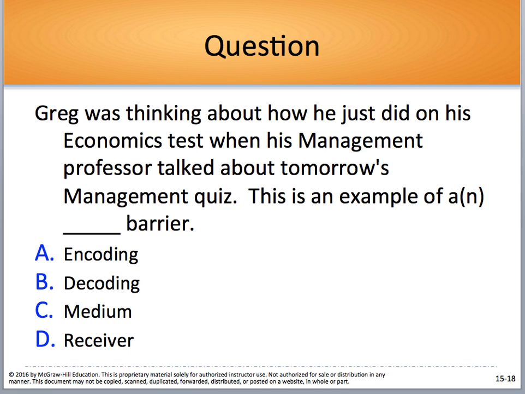If you said D, you're correct. It is a receiver barrier. He's not even getting the message. It's not because the medium is blocked. It's just simply the fact that he is preoccupied thinking about something else. He's not listening.